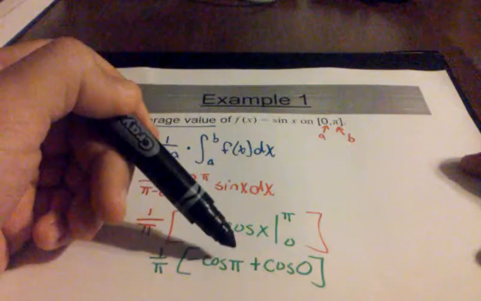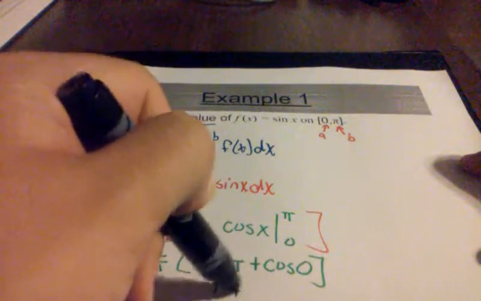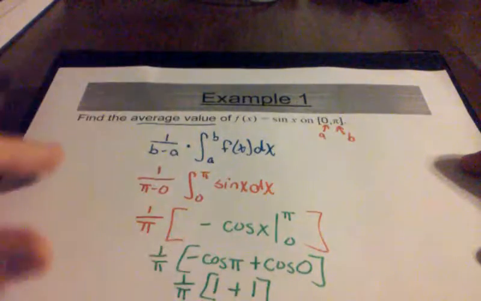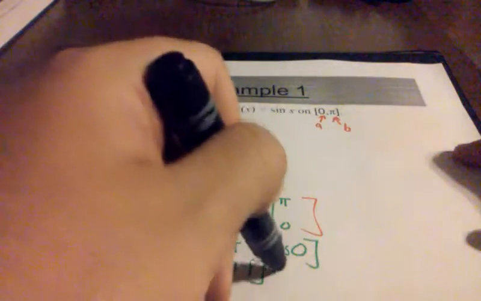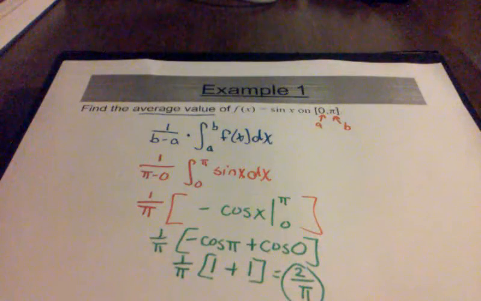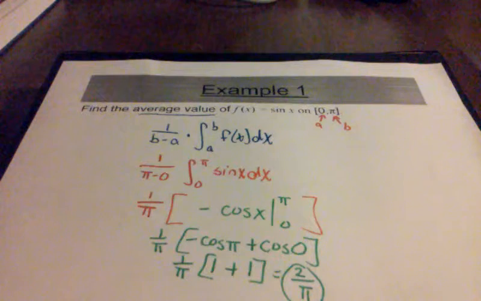And so now let's just evaluate this. Cosine of pi is negative 1, so negative cosine of pi will just be 1. Cosine of 0 is 1. And so I get 1 plus 1 is 2, and I get 2 over pi as my final answer. And what that 2 over pi represents, guys, is that the average height of this function on the interval from 0 to pi is equivalent to 2 over pi, which, I don't have a calculator right at the moment, but it would be roughly 2 divided by 3.14, whatever that value might be.